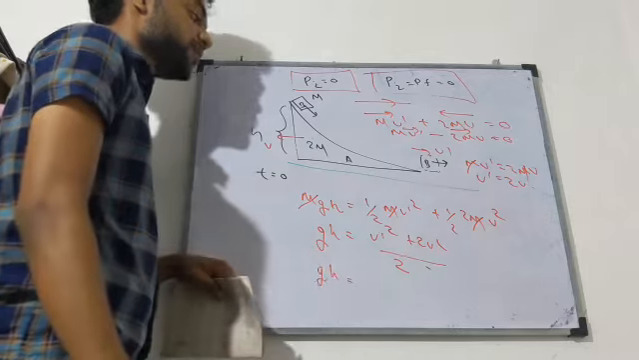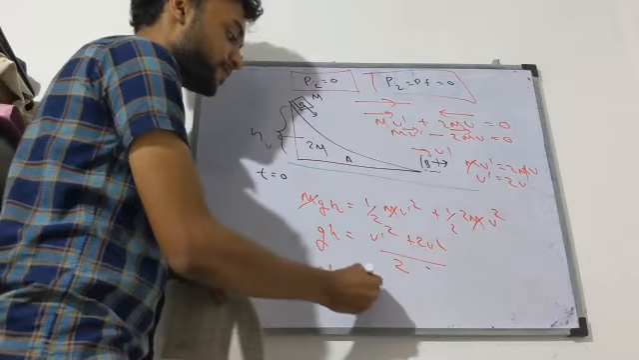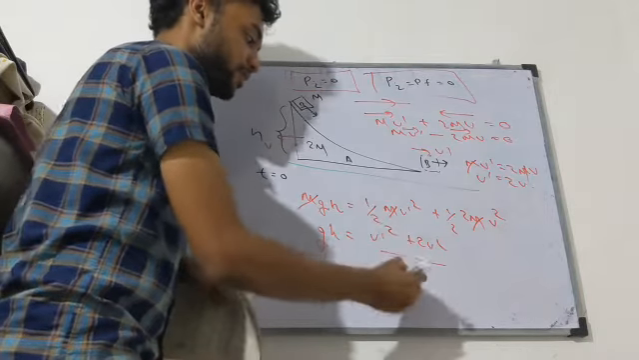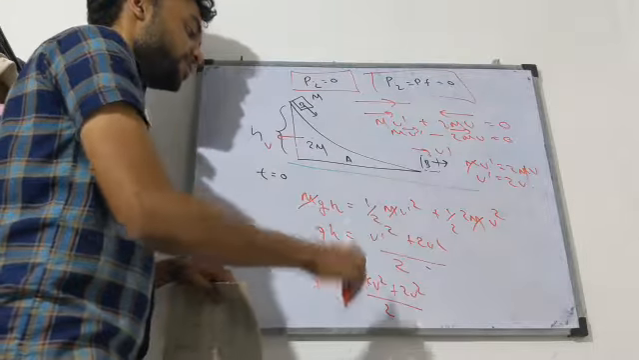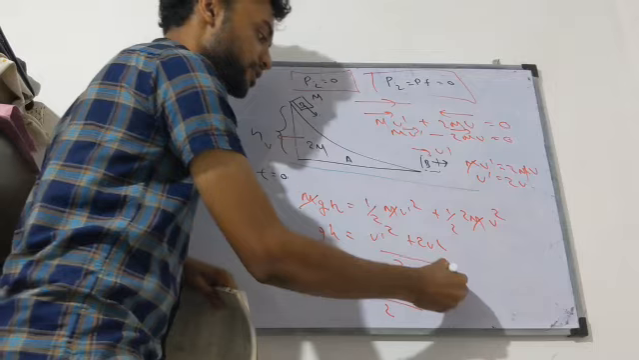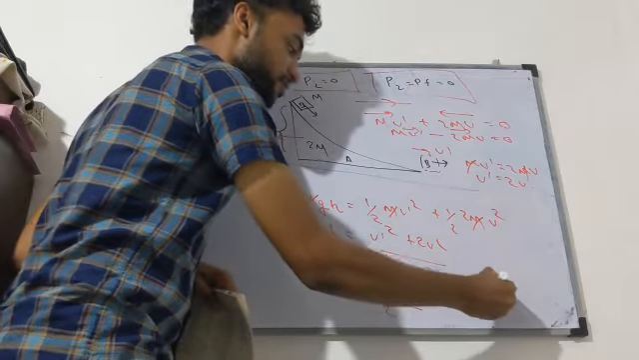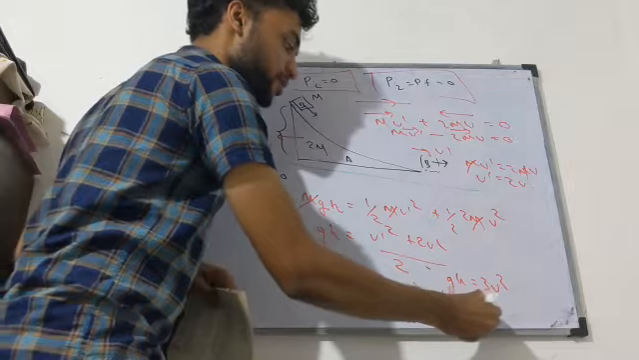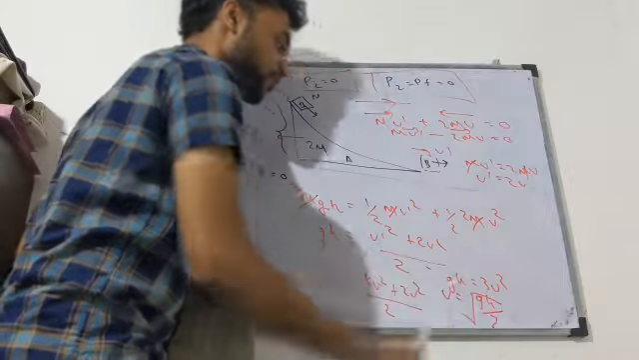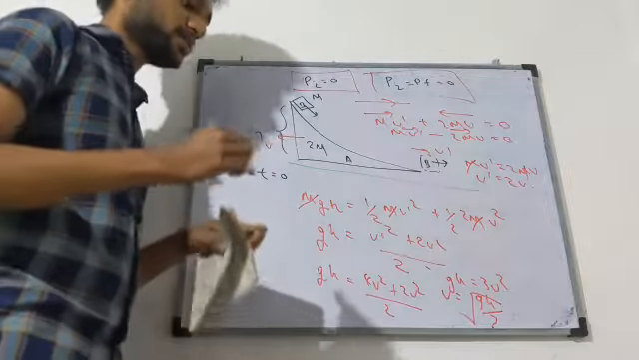What is 2V squared? 4V squared. Plus 2V squared. 6V squared divided by 2. 6V squared divided by 2 is what? 3V squared. Therefore, GH should be equal to what? 3V squared. Therefore, V is equal to what? Square root of GH divided by 3. I hope you understood this.